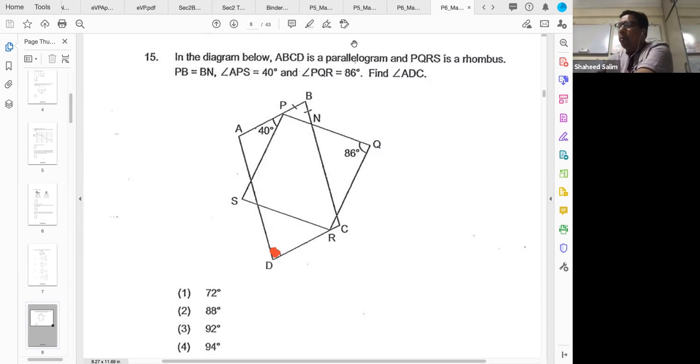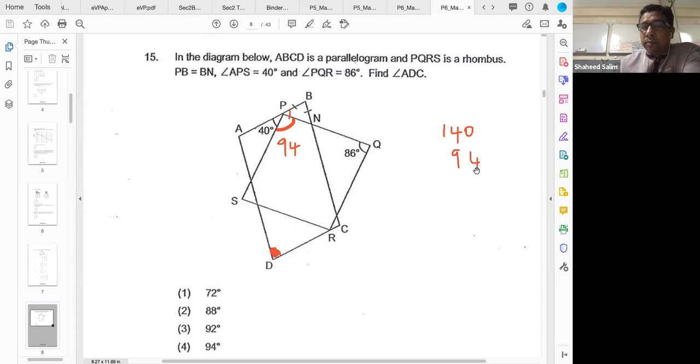Now, rhombus is also a parallelogram, you know, but it's like a rectangle and square. Square is actually a rectangle, but square, all sides are the same. Now, can you find this first? Yes, you can. How much is it? 180 minus 86, you get 94. Now, this is 94, this is 40, this is a straight line. You can get this answer right here. 180 minus 40 minus 94. 180 minus 40 is 140. 140 minus 94, you will get 46.